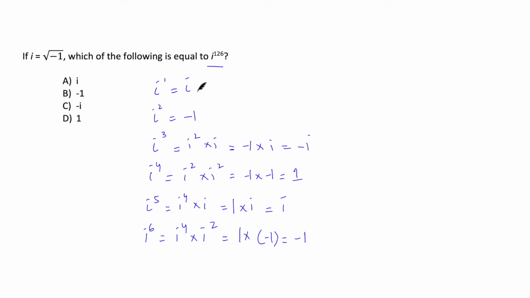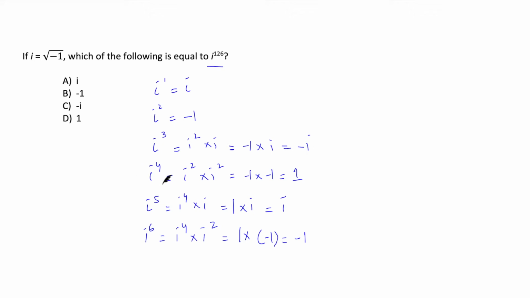Anything raised to power 1 is the number itself. What is i squared? We know it's minus 1. We have already talked about it multiple times. What is i raised to power 3? We can break it down into i squared into i. We have the same bases, powers add up and you will get the same number. Now, i squared is minus 1 and i will remain as it is and we will get minus i. So i cubed is basically minus i.